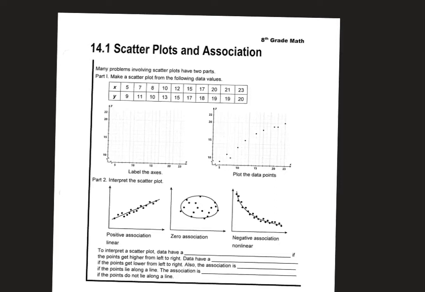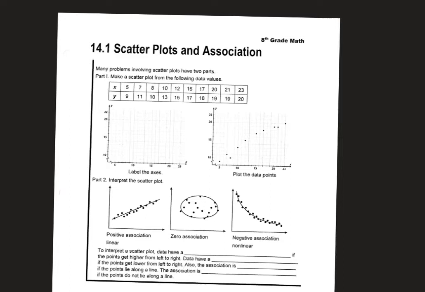Module 14.1 is scatter plots and their association. Many problems involving scatter plots have two parts. Part one is to make the scatter plot, and the second part is to interpret it. So the first thing you've got to do is look at your data. You need to label your axes.